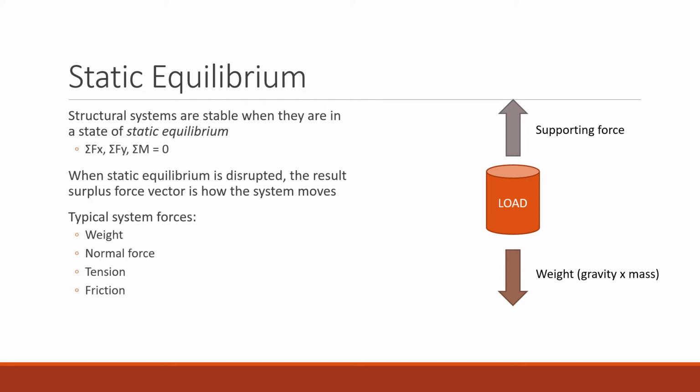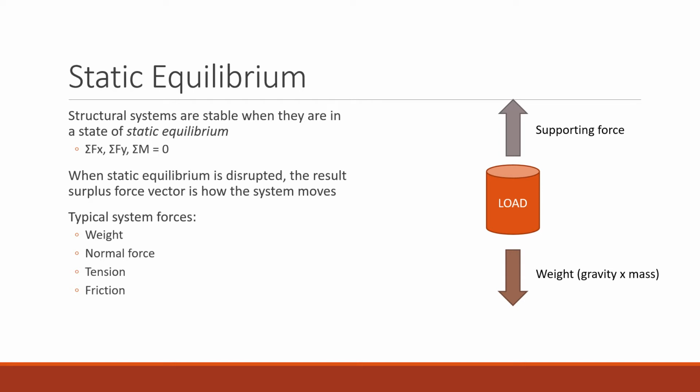As soon as we disrupt static equilibrium, the amount of that disruption is how the system is going to move. So that resultant force vector is what we get as the acceleration once we divide out the mass. So we kind of go backwards from the original Newton's second law of motion to figure out, as soon as we have movement, what's happening. So a typical system force is weight. That's the force of stuff being pulled down by the force of gravity. Then we've got normal force, which is the resisting force created by whatever it is, table, ground, rocks, bricks, anything like that. You have a normal force that resists the force of gravity.